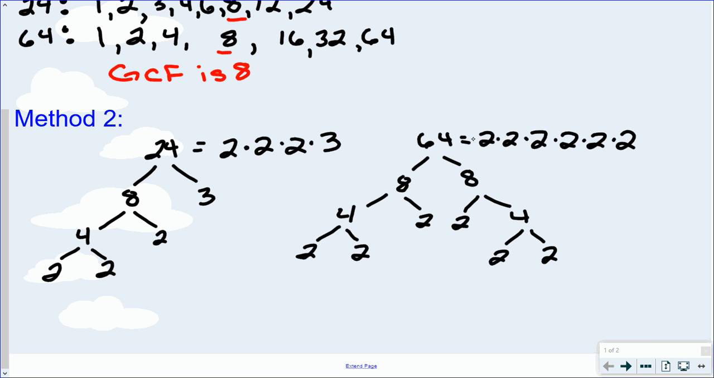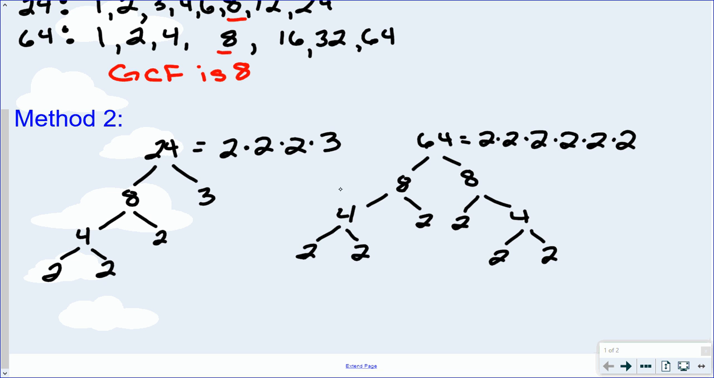So 2 times 2 is 4, times 2 is 8, times 2 is 16, times 2 is 32, times 2 is 64. So how do we find the greatest common factor now that we have the prime factorization? The product of the common prime factors is the GCF. It's the greatest common factor.